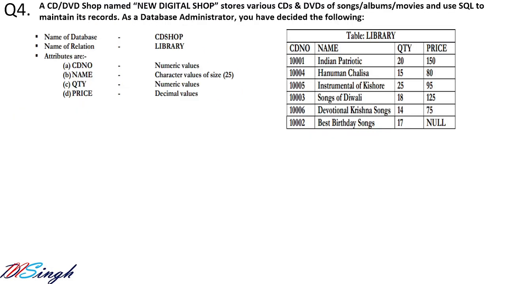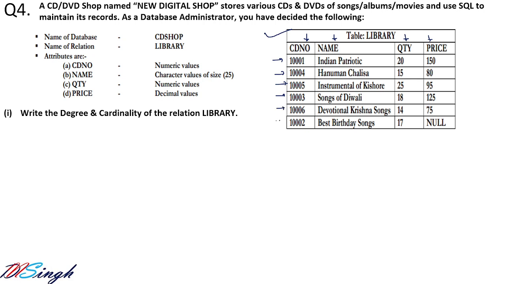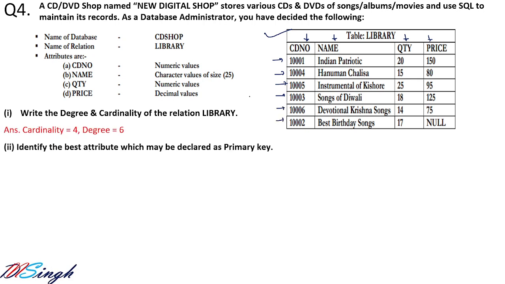Next question is, as a CD DVD shop has some data, we have this particular table called library. Okay, so based on that, what is the degree and cardinality of the library? How many columns are there in this table? There are 4 columns. So what is the degree? Degree will be 4. How many rows are there? 1, 2, 3, 4, 5, 6. So what is the cardinality? That is 6.